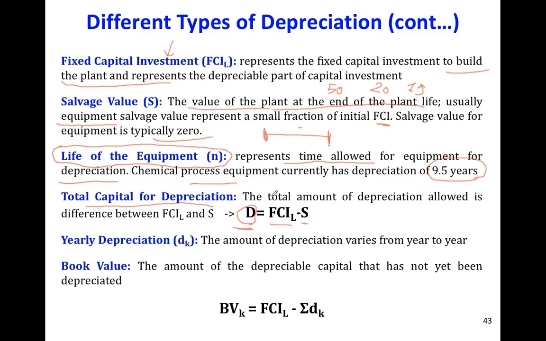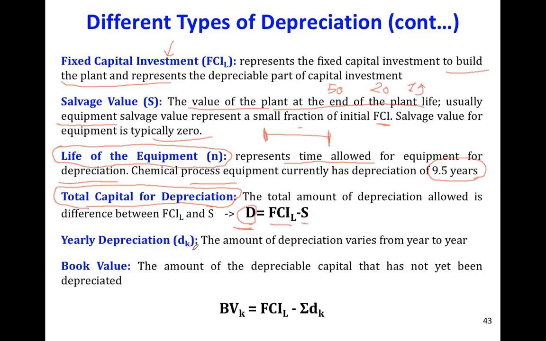Then this difference is a total depreciation. It doesn't give us any information about the depreciation per year. This is the total depreciation in the project life, in the equipment life. If we want to know how much money we will lose per year, then we have to define the yearly depreciation.